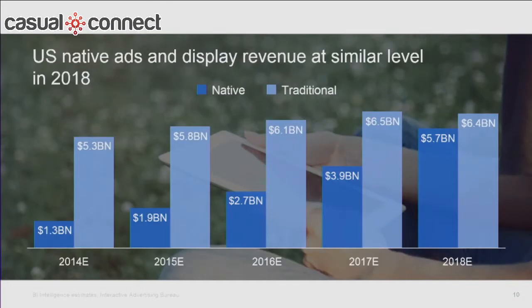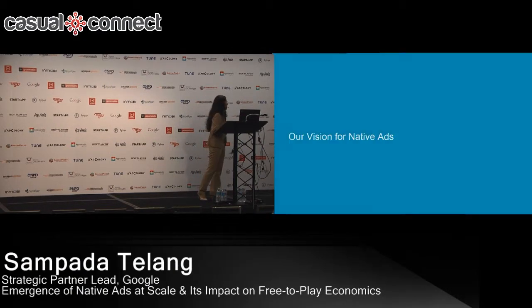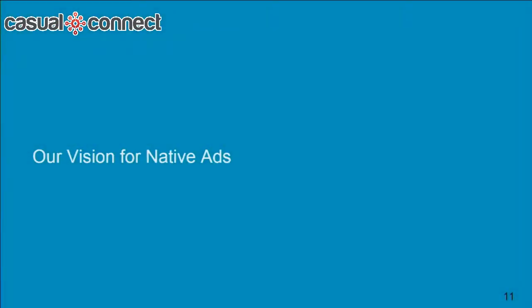In US, for example, native ads currently comprise a quarter of the total spend. However, come 2018, you will start seeing native ad spend come at par with the display ad spend, the standard ad formats. So now I'm going to talk about the vision that Google has for native ads.